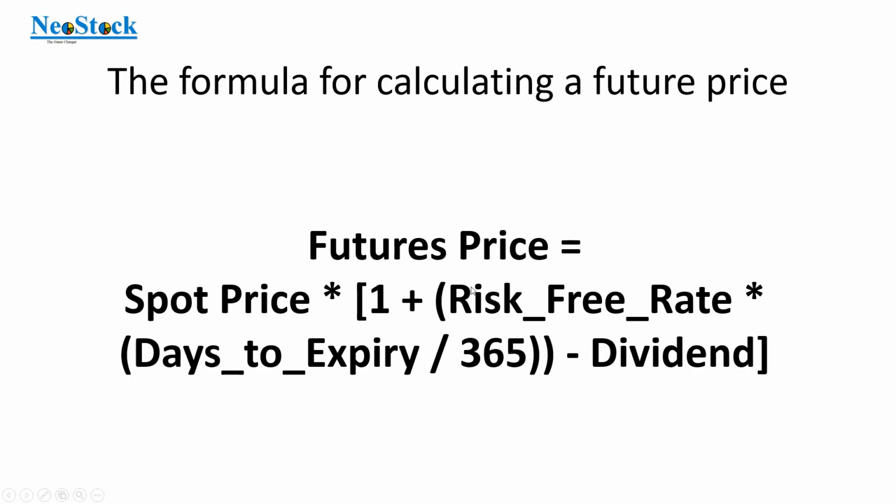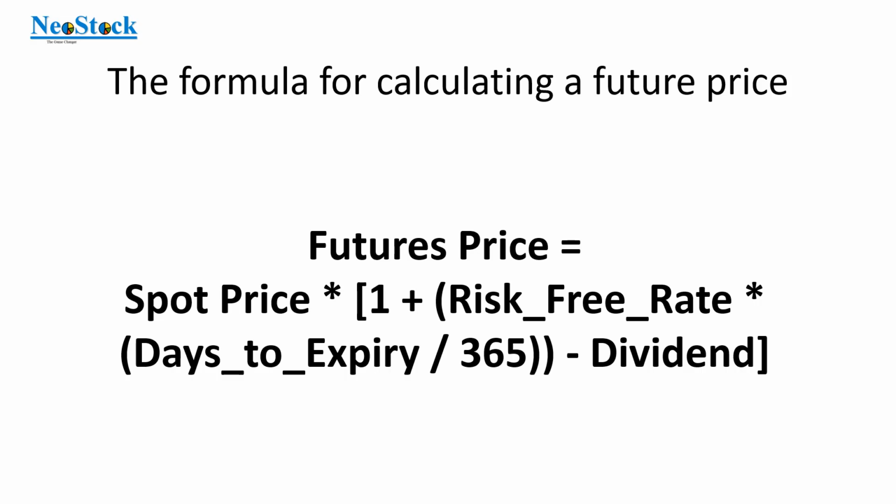The risk-free interest rate should be multiplied by the days to expiry divided by 365. Days means how many days remain for the expiry of your futures. We have a current month future, a next month future, and a far month future, right? We have 1 month, 2 months and 3 months. So whichever future you buy, are you buying the current month future, the next month future, or the 3 month future?